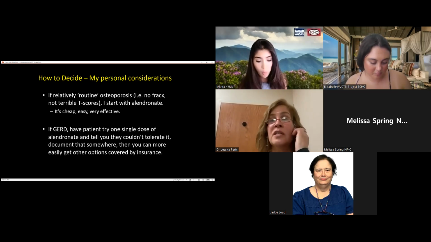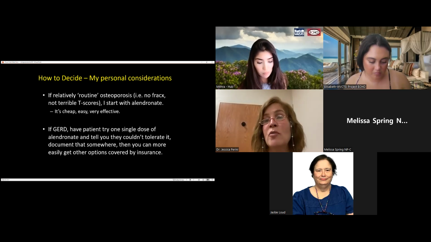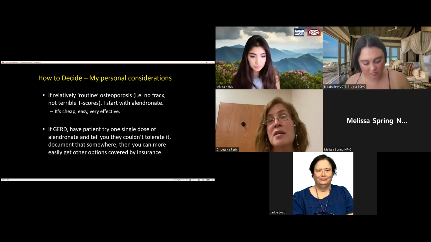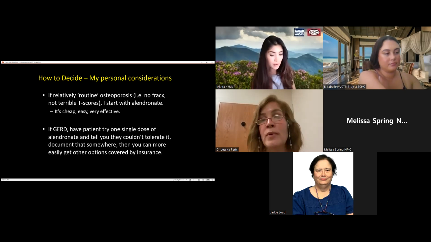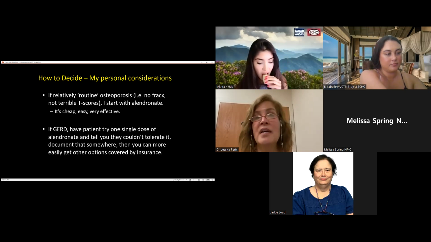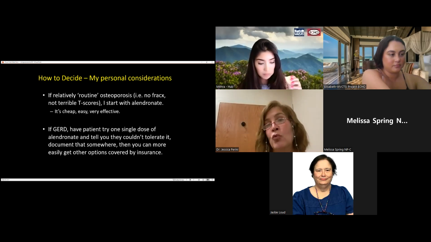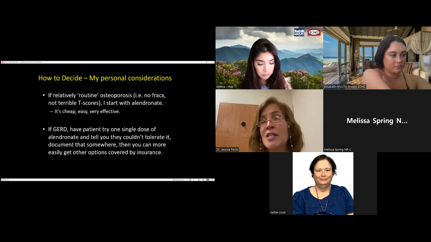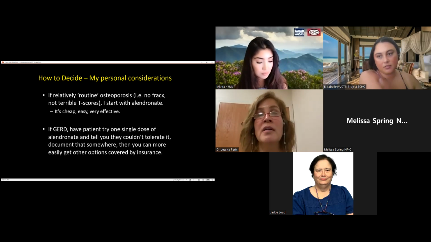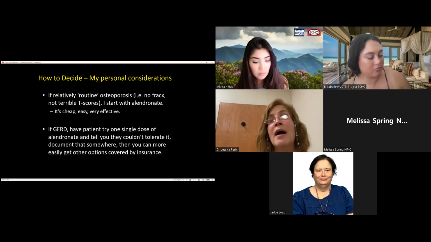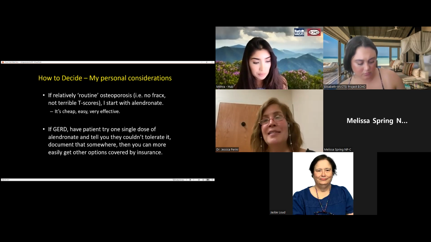Okay, so these are just the last couple slides. There are a number of options for treating osteoporosis. So how do we decide which one to pick? There isn't really any rule. And as we all know, insurance often gets to dictate exactly what we get to prescribe for our patients, whether that's right or wrong. So I'm just going to list here how I kind of make my decisions when I'm seeing a patient.